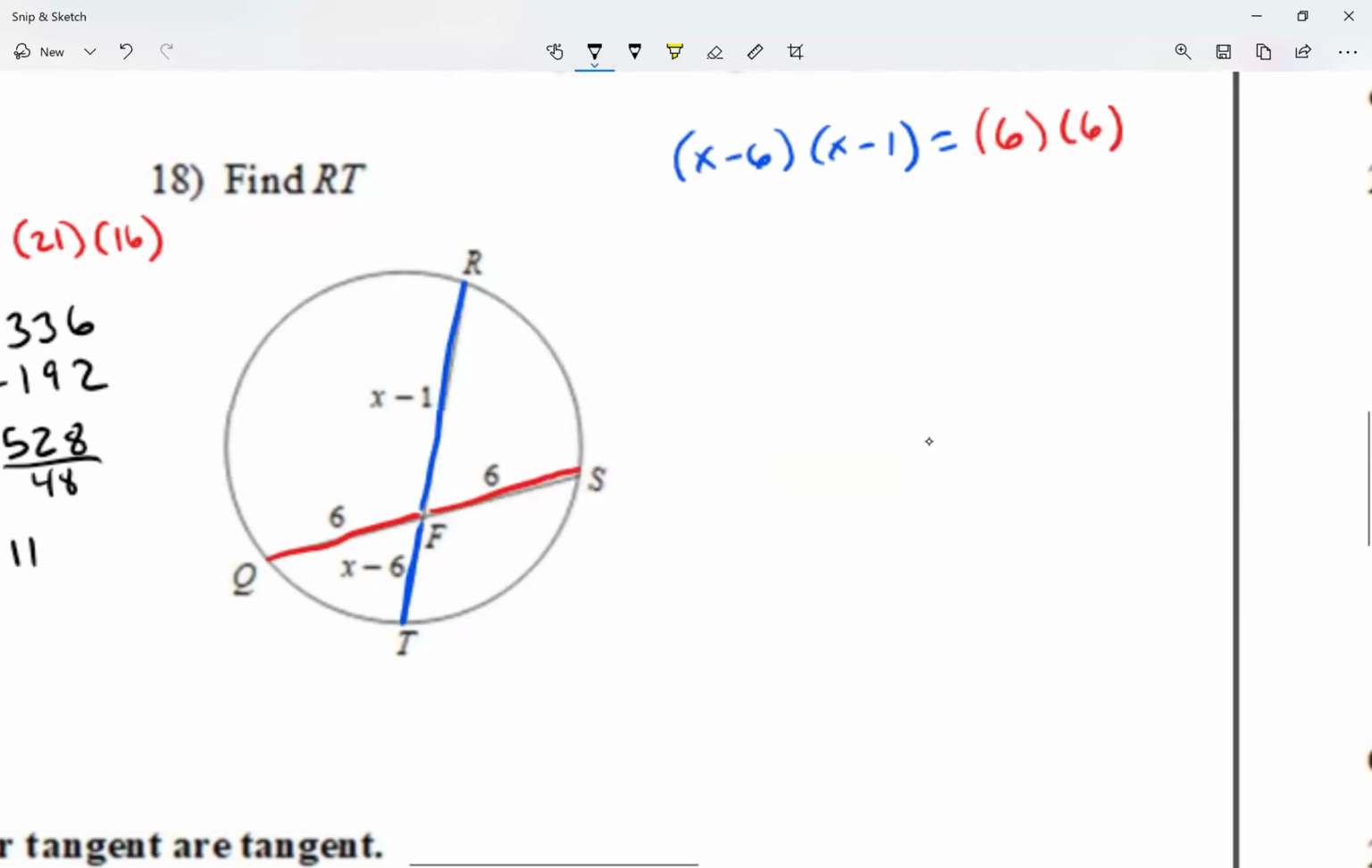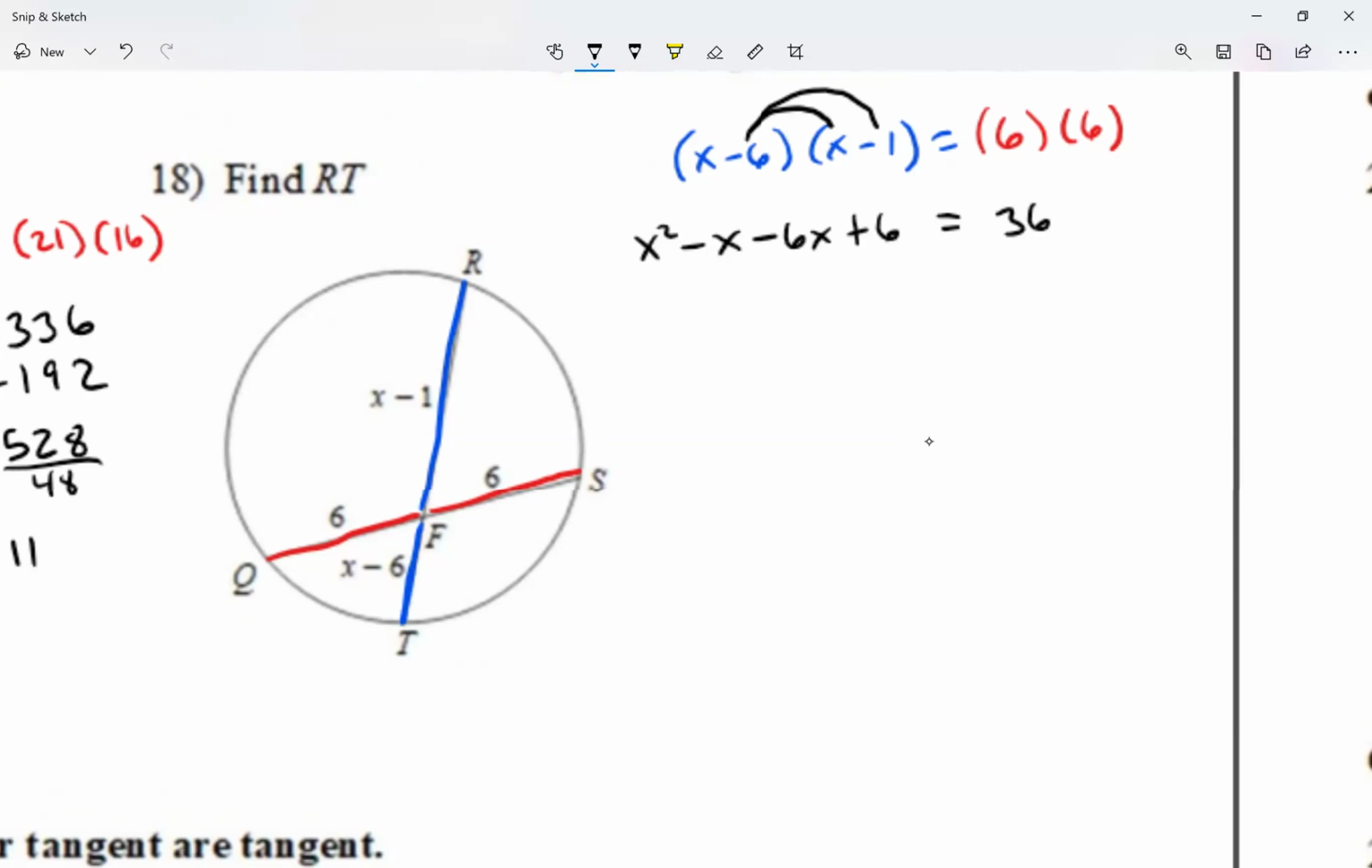Looking on the left side, I'm gonna go x times x. So that gives me x squared. X times a negative 1, that gives me a negative x. Then I have to distribute the negative 6. So negative 6 times x, that gives me negative 6x. And negative 6 times a negative 1 gives me a positive 6. And this is equal to 36, right? 6 times 6 gives me 36.